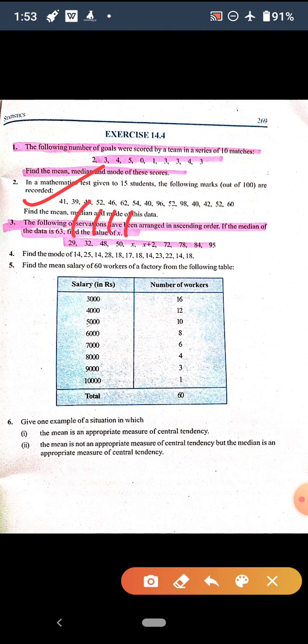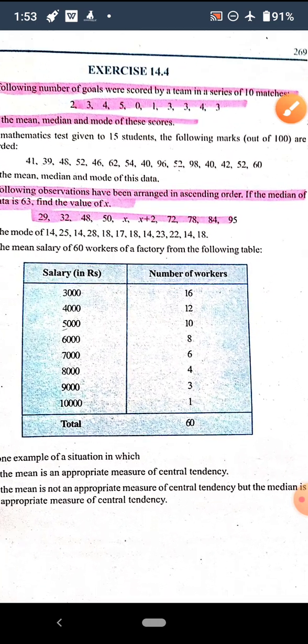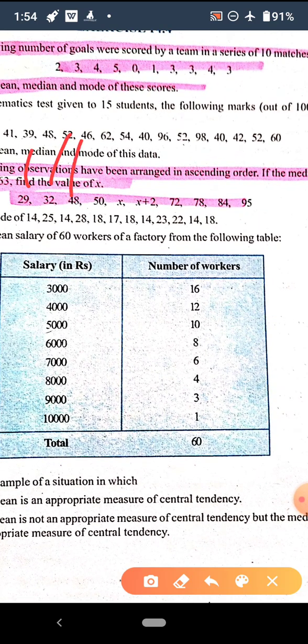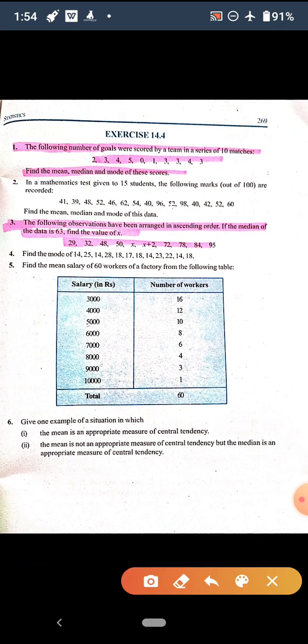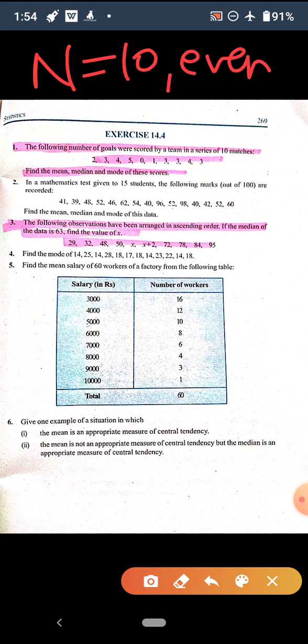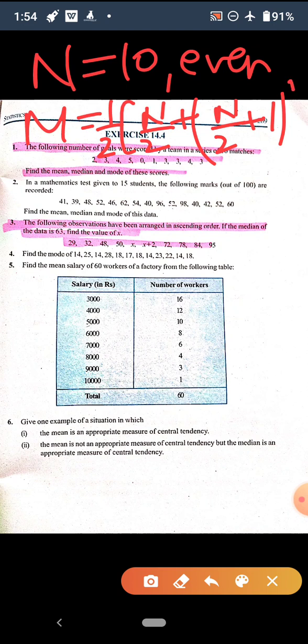1, 2, 3, 4, 5, 6, 7, 8, 9. Better count the number of items again: 1, 2, 3, 4, 5, 6, 7, 8, 9, 10. There are a total of 10 items, which you find is even. So we will use the formula for even: half of the (n by 2)th item plus the (n by 2 plus 1)th item.